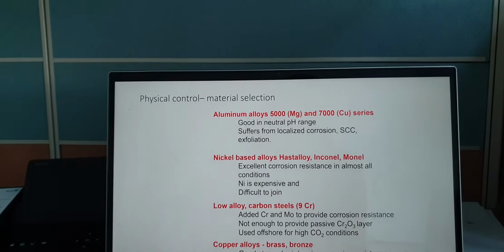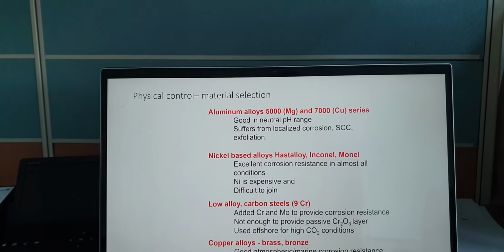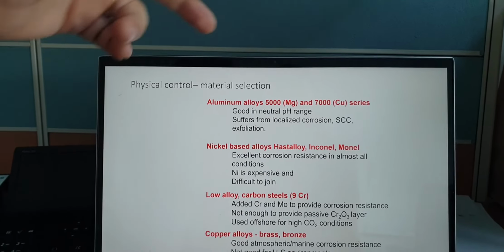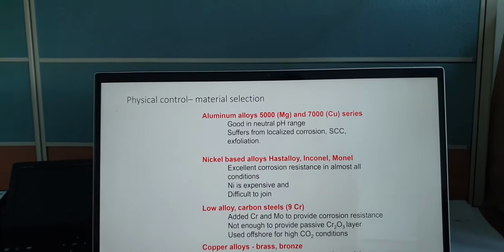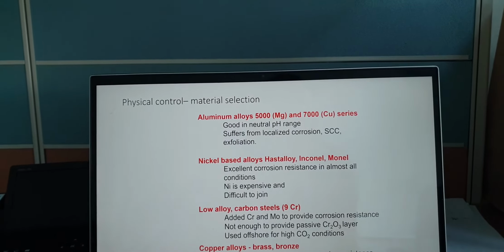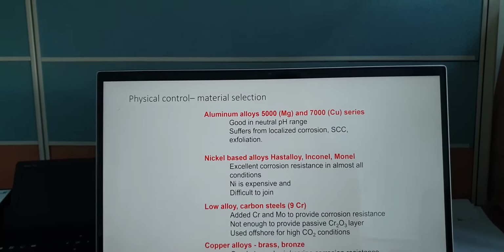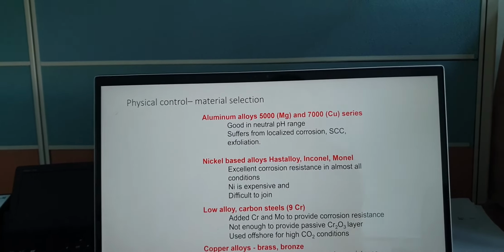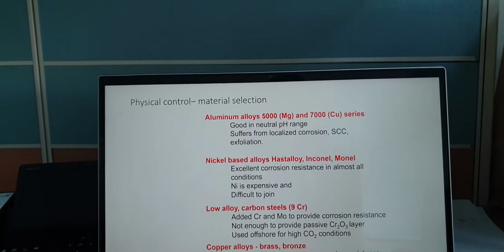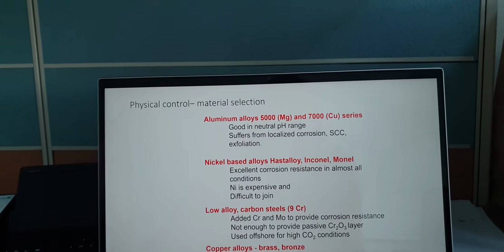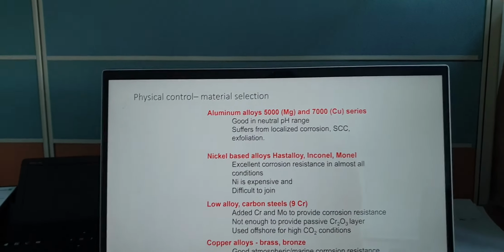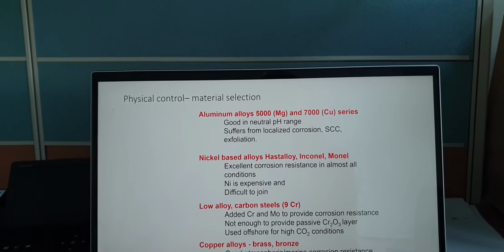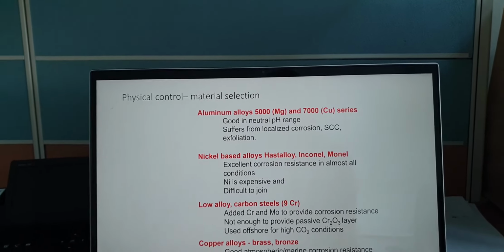It could be even aluminum alloys. So we discussed sometimes these alloys, like 5,000 series magnesium and 7,000 series copper. Why? Aluminum is very flexible, very malleable, so we can use it. The magnesium adds some properties of stiffness, and the copper also helps in the corrosion resistance. It's very good in neutral pH.